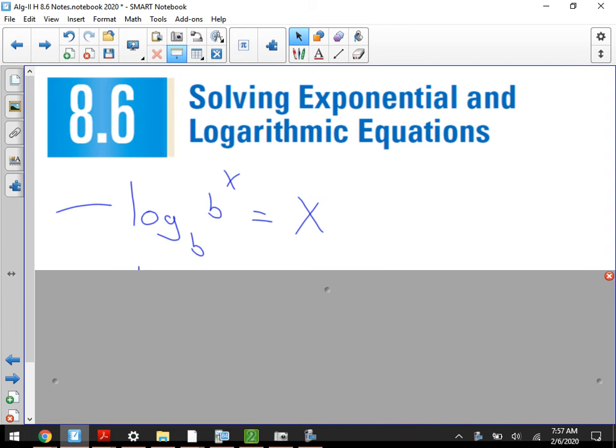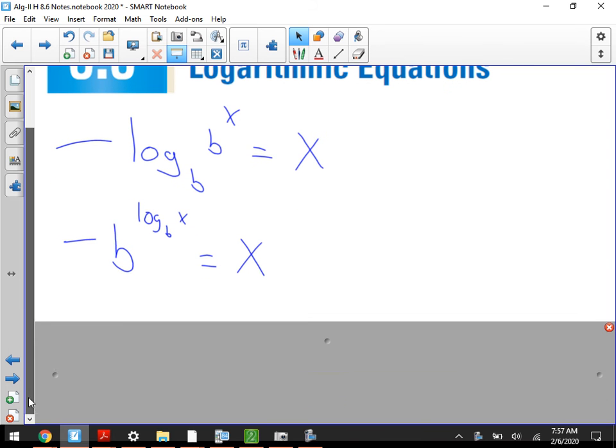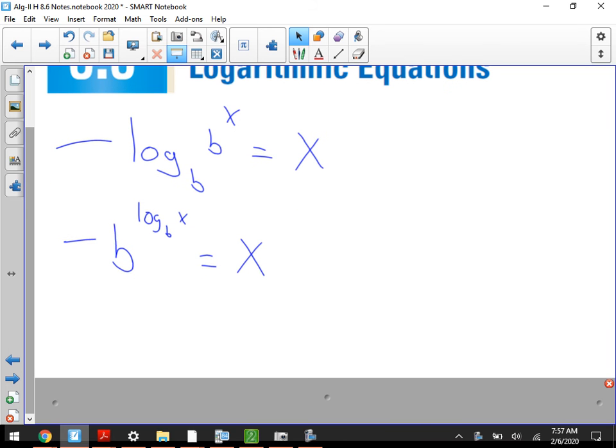Remember how log base b undoes the base b? That's how you got the x to fall. That was one of the properties of logs. Same thing with exponentiating. When you exponentiate, you had this rule where you had b to log base b of x, and that x value would drop as well.